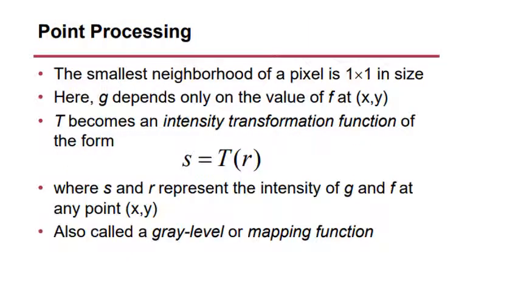Coming to the first specific type of processing, this is known as point processing. When you say a pixel, what is the smallest neighborhood of a pixel? That is 1 cross 1 in size. So the smallest possible neighborhood is of size 1 cross 1, and in such a case the output G, where I am applying some operator T on that pixel or that image, depends only on the value of f at a single point x comma y.